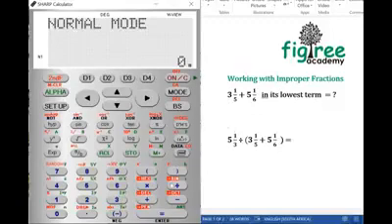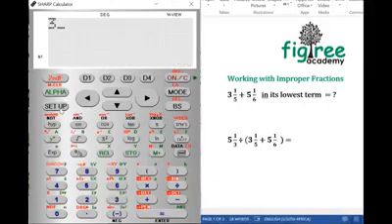For 3 as a mixed fraction, we use this pattern A over B, second function, alpha A over B. So 3, second function A over B, 1, then arrow down, then 5. Then arrow forward, put our plus, we punch 5, second function A over B.